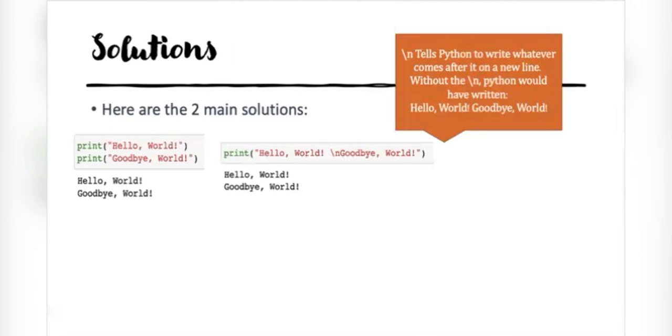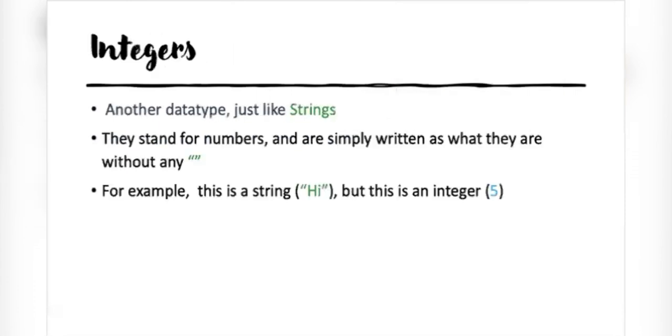There are two different solutions that we can use for this. We can either write two print statements, one saying hello world and one saying goodbye world. If we do this, our output will be as shown. The other way to do this is by using \n. \n tells Python to write whatever comes after the \n on a new line, as you can see by the output. Similarly, there's also \t, which adds a tab. So if you wrote in any of those ways, good job, you get a point.